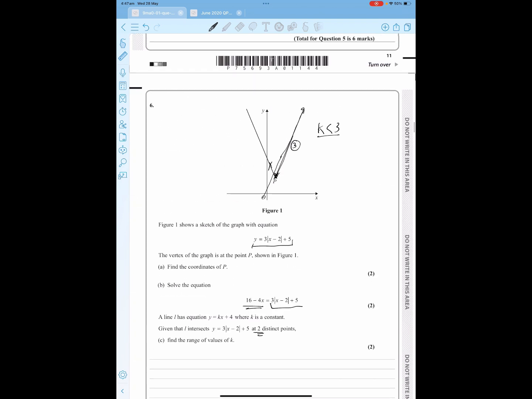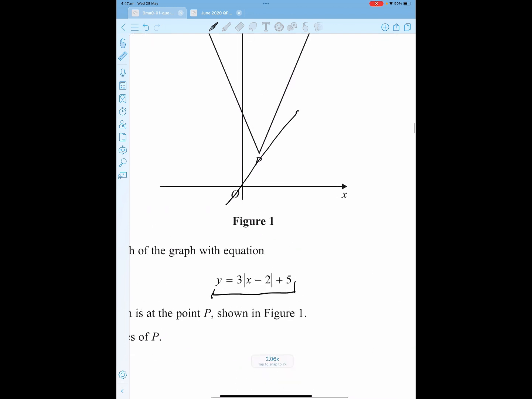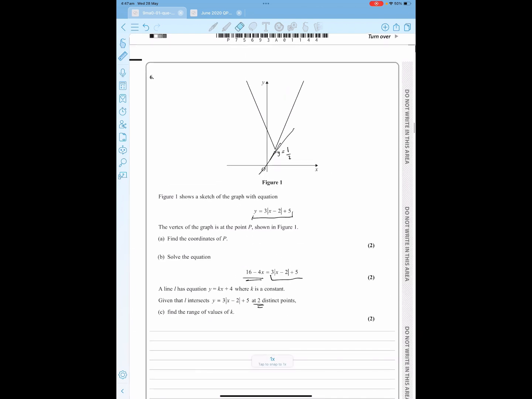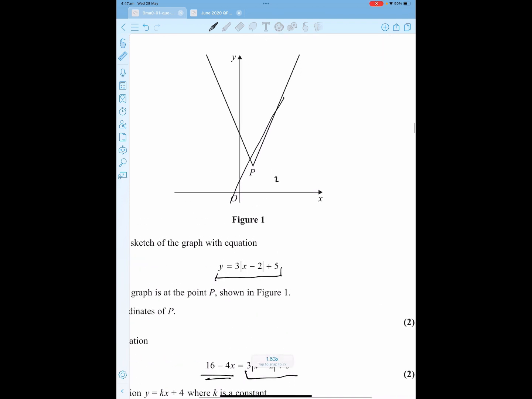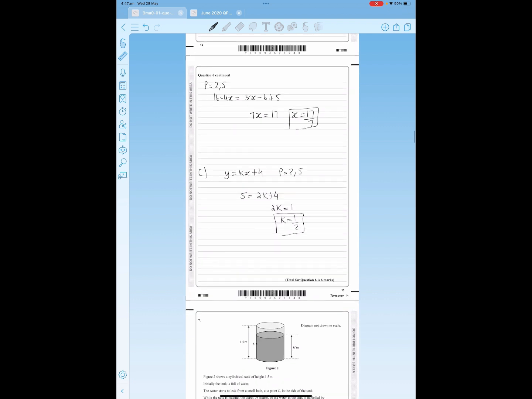So therefore, our values, once again, would be greater than half, because let's say at this point the gradient is just half. It has to be greater than half to have the two intersections, but at the same time it has to be less than this line, for there to be two intersections. So our final answer would be k is greater than a half, but less than 3.